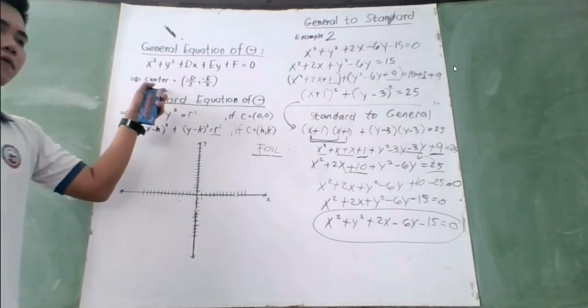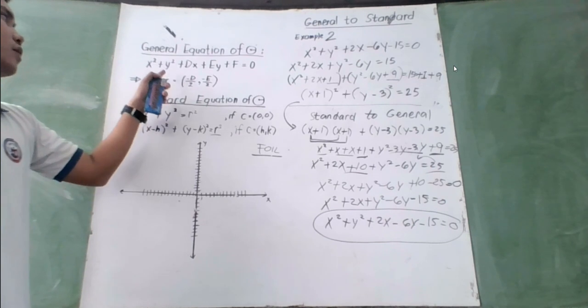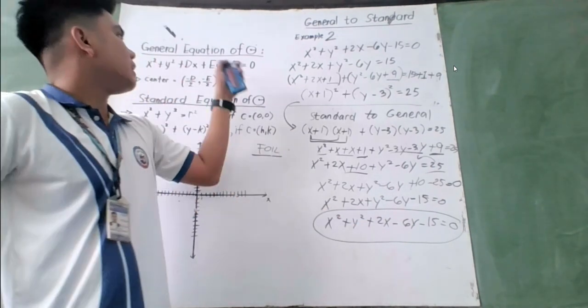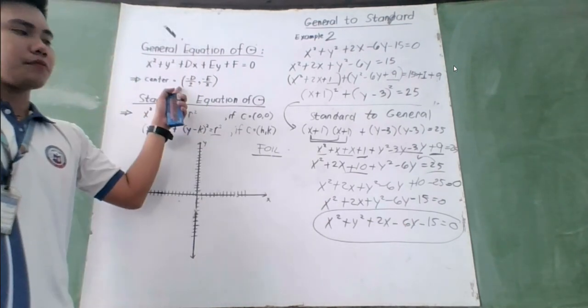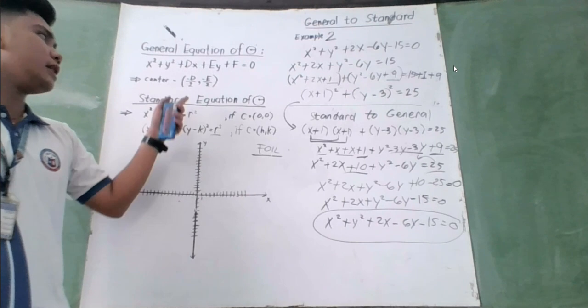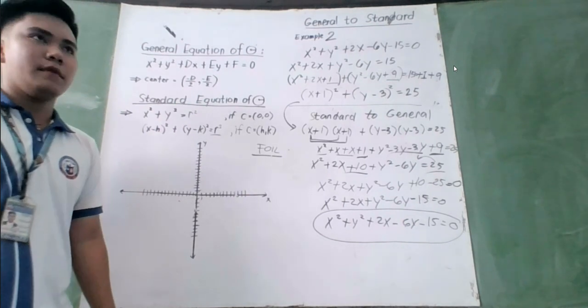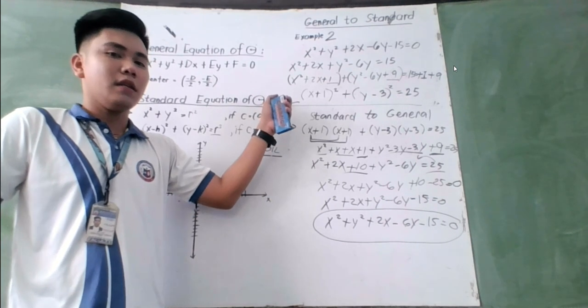And just in case you're asked for the center, what is the center of this? All you need to do is to find the D. D here is 2. And you have negative E. E is here, negative 6y. That is the center, divided by 2. Okay. But anyway, we will not be doing that one. But at least you have the idea. And for you to better graph it, just use the standard equation.